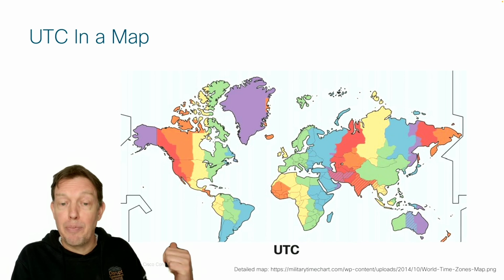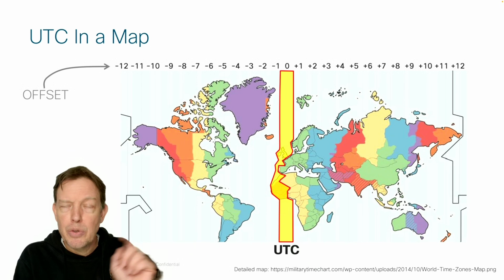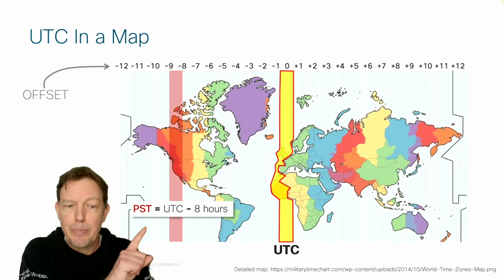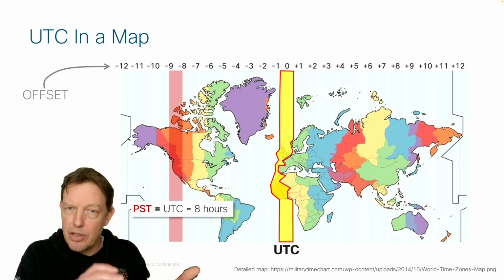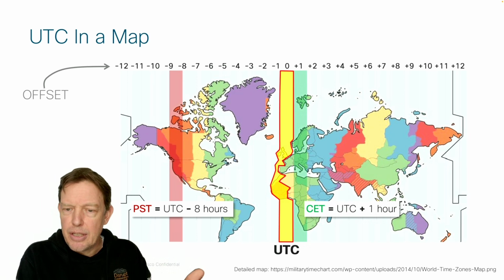If you put UTC on a map, right there, it sits in the middle, and at the top you see the UTC offsets. If you look at PST, which is Pacific Standard Time, you will notice that it is UTC minus 8 hours. CET is UTC plus 1 hour.